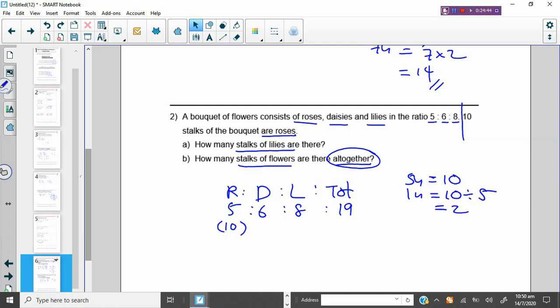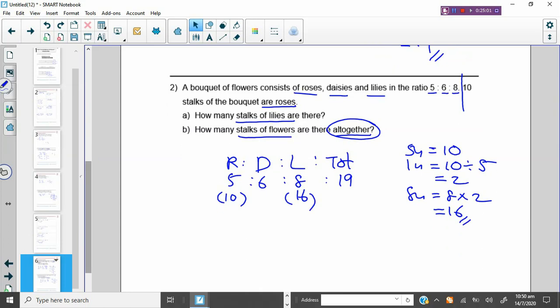So how many lilies are there? So lilies, there are 8 units. So 8 units will be 8 times 2. So there are 16 lilies, right? 16 stalks of lilies. And that's how you use the units to help you to get the answer.